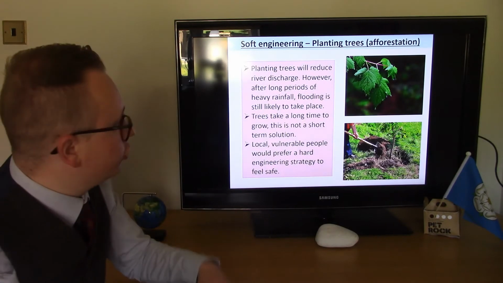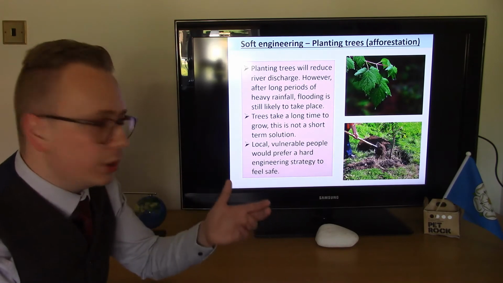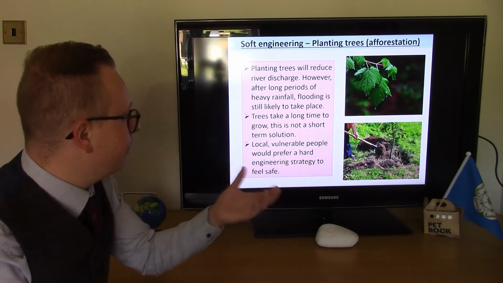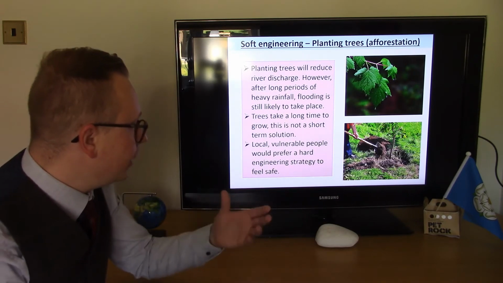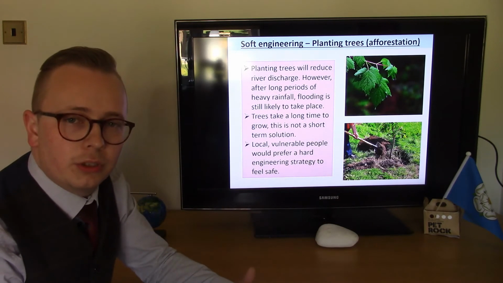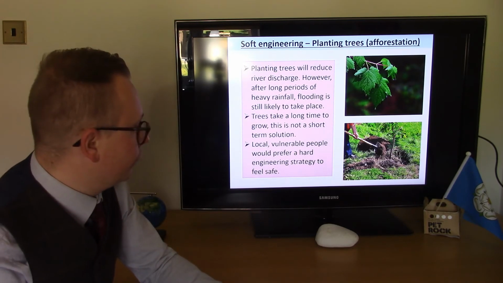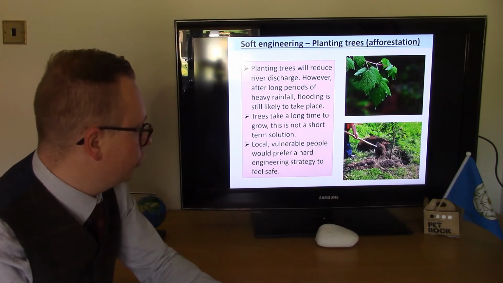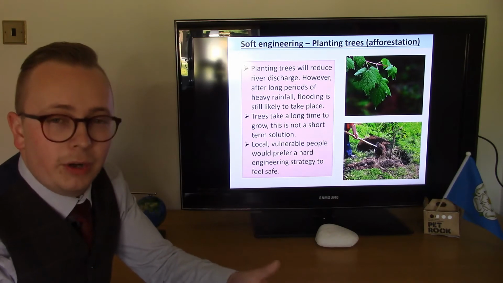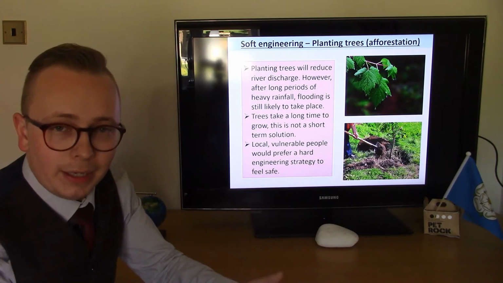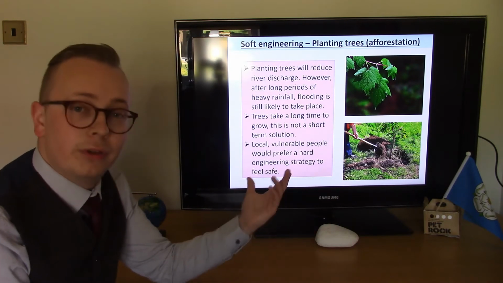There are some limitations though of afforestation. Even though planting trees is going to reduce discharge, after particularly heavy periods of rainfall we're still probably going to see some flooding take place. And the trees do take a long time to grow. We're looking at 15-20 years before they become useful at really intercepting large volumes of rainfall, so it's not a short-term solution. As a result, local vulnerable people are going to prefer a hard engineering strategy, something like an embankment to protect their home, rather than relying on trees further up the valley.